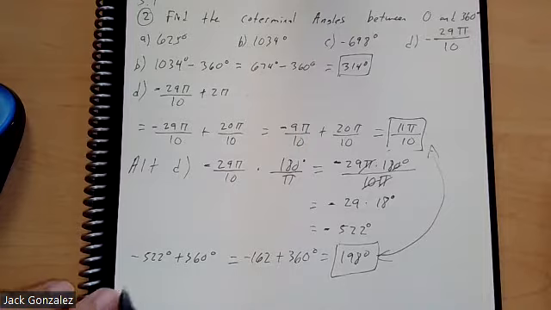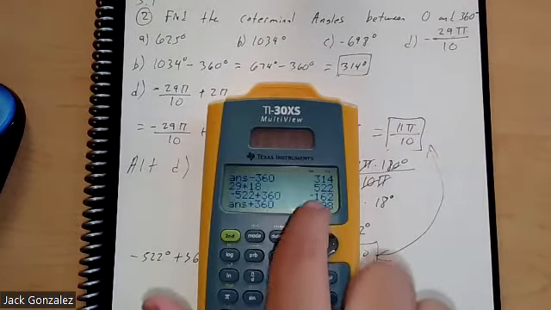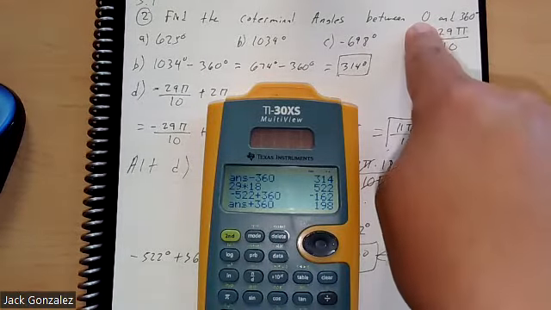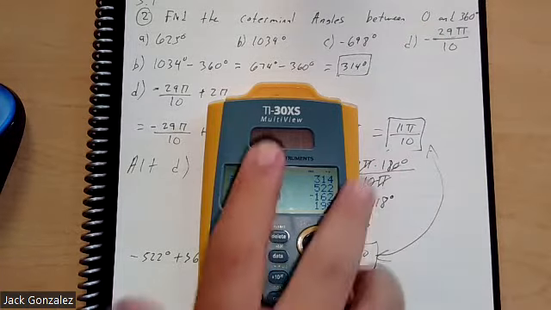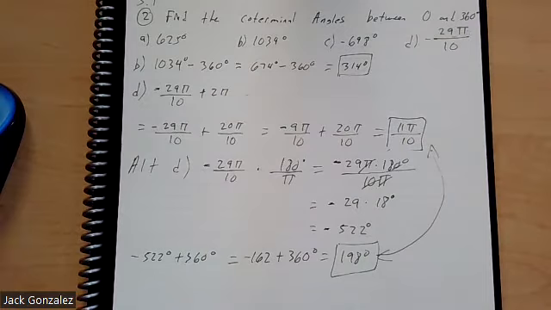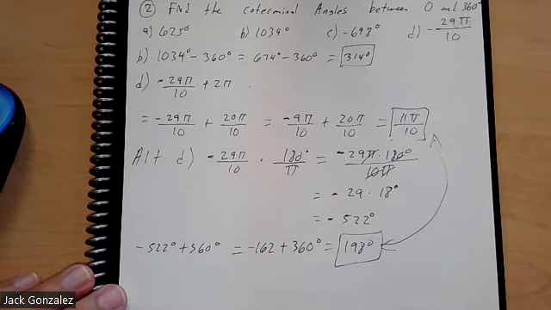Anyway, any questions on finding coterminals? Technically, all these are coterminal, right? But they specifically wanted one between 0 and 360, so make sure you use one of those. There's an infinite number of them, so they have to restrict. You guys cool on number 2 here?